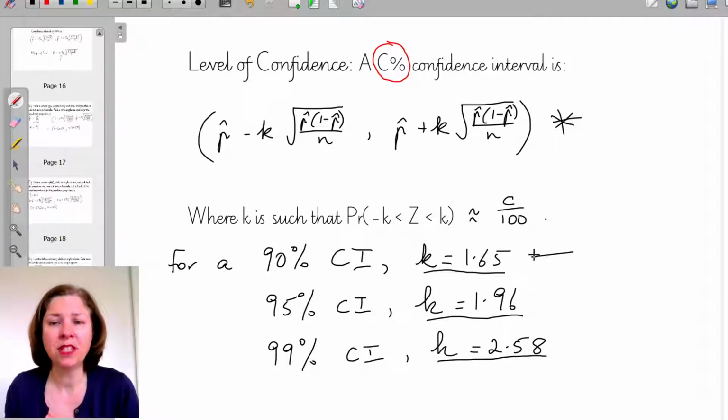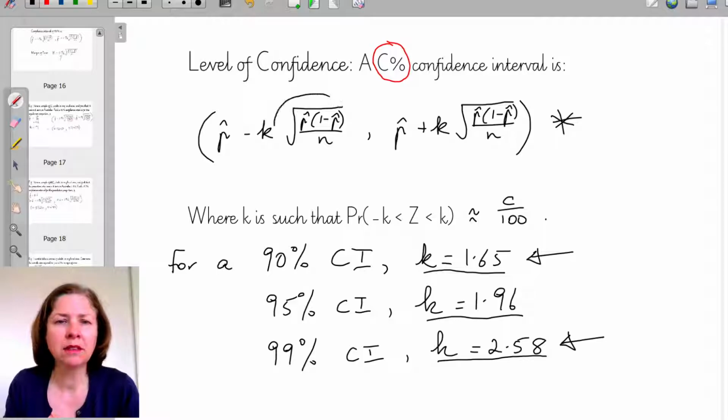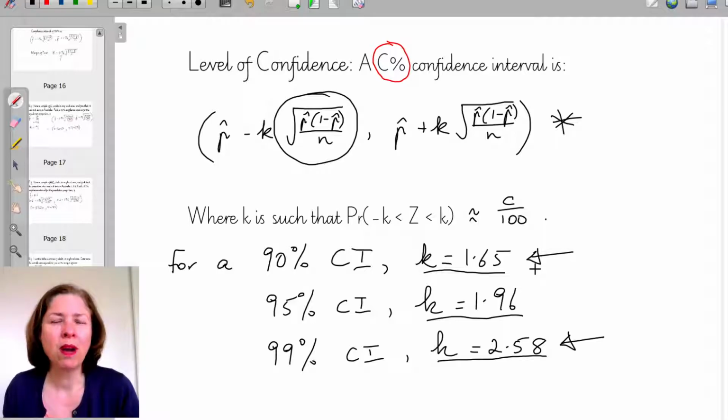But I do need to know that if it's a 90% confidence interval, I'm going to use 1.65, and if it's a 99% confidence interval, I'm going to use 2.58. Now, I hope you can see that if I multiply the square root part by these different values, k is around about 2. It's nearly 2. So I'm approximately doubling this number here, whatever that number is. If I multiply by 1.65, I'm much less than doubling it. If I multiply it by 2.58, I'm multiplying it by more than 2.